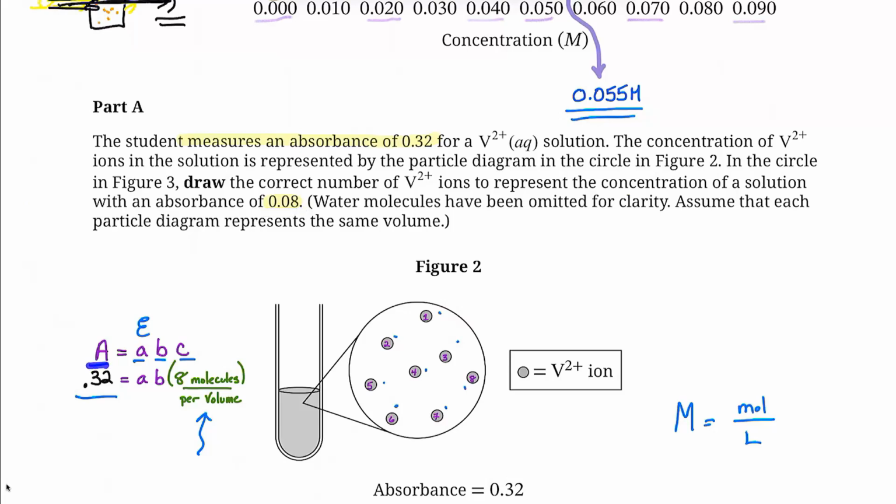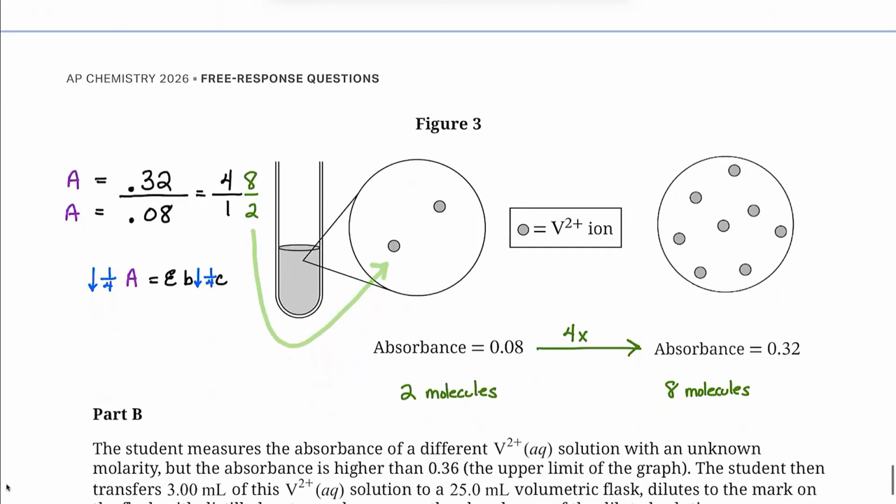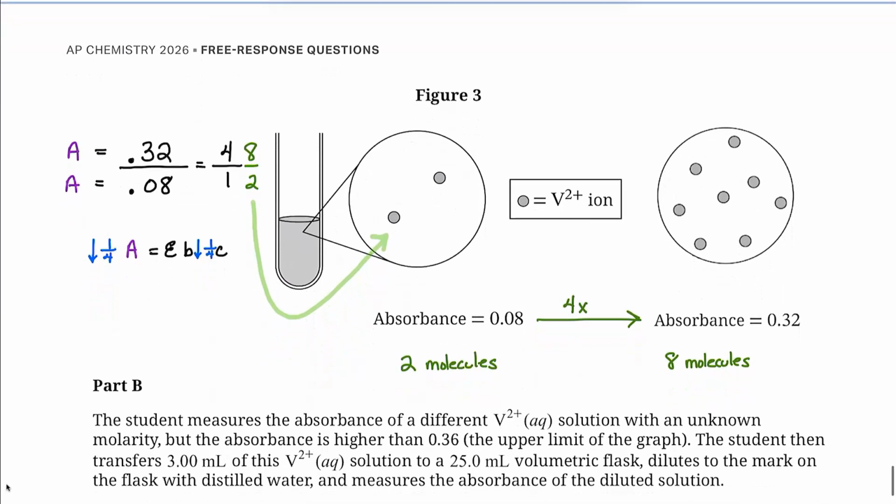Because it's a direct proportion, what would be the number that we have to draw? Well, if you do the ratio of the absorbance, when we had 8 particles, it was 0.32. If it's 0.08, wait a minute, 0.32 or 0.08, that's decreasing 4 times, or a fourth. What's a fourth of 8? 2. And that's why I draw 2 particles here.